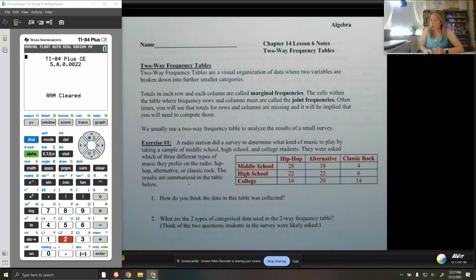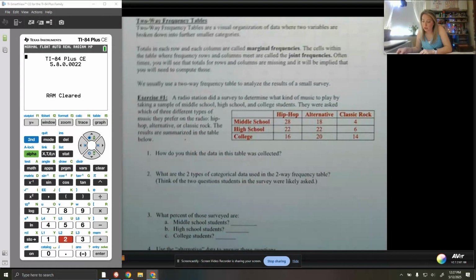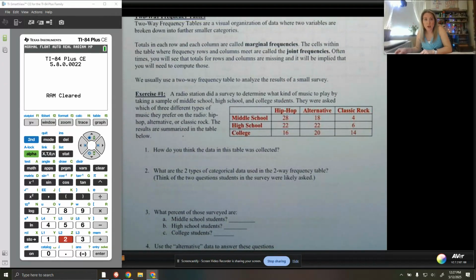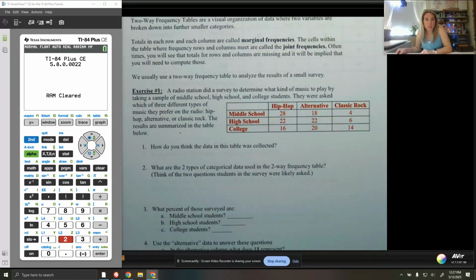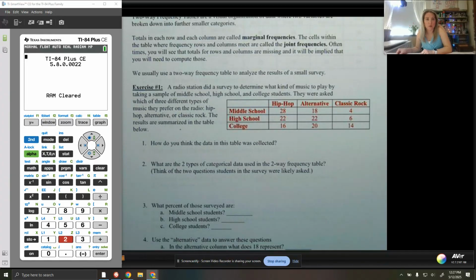Okay, so let's look at a table that comes with a small survey that was taken. In exercise 1, a radio station did a survey to determine what type of music to play by taking a sample of middle school, high school, and college kids. They were asked which of three different types of music they prefer on the radio: hip hop, alternative, and classic rock. The results are summarized in the table.